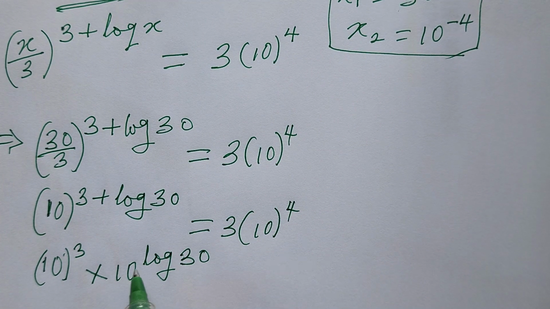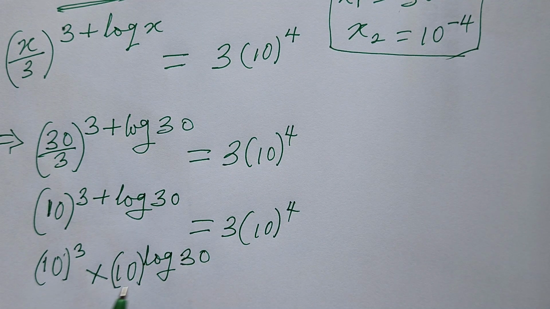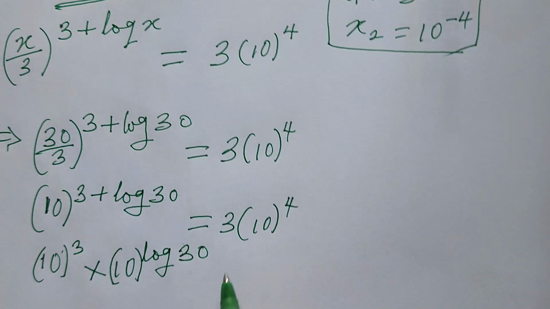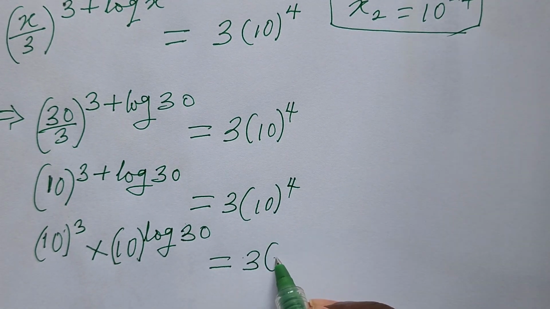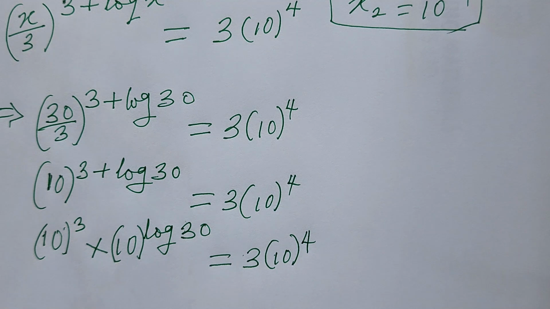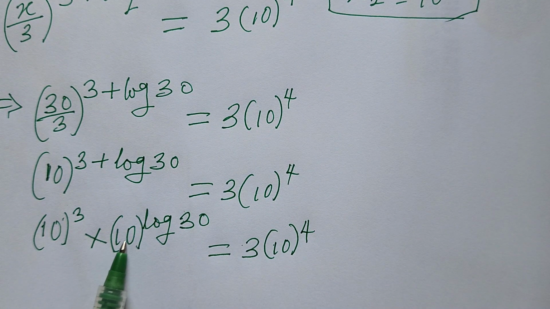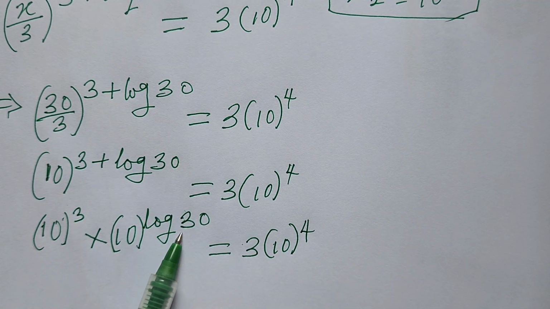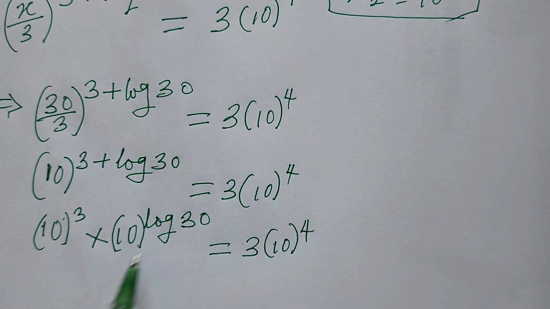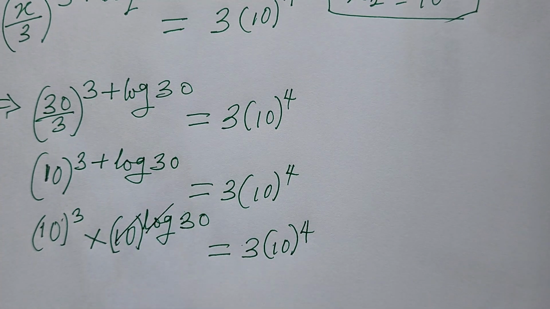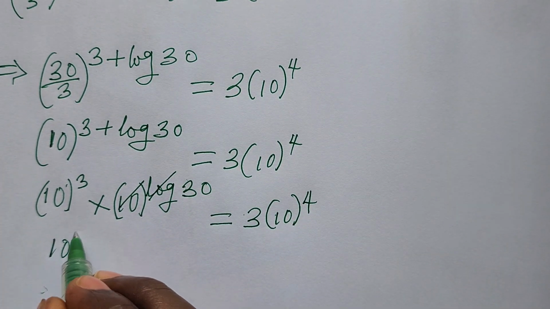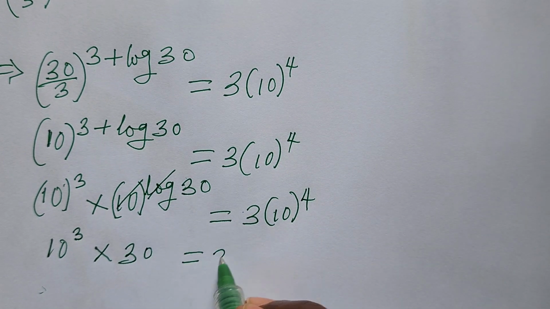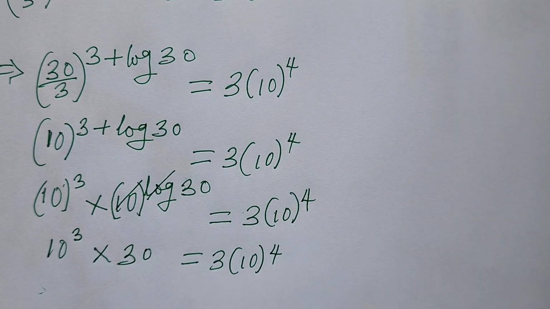Good. So if we have this, the bases are the same, so we can add the exponents. Hence, we have this, so this and this are the same. This is equal to 3 into 10 all to the power of 4. Here, the log is to base 10, and we are having 10 raised to log 30 base 10. So what happened? This will go with this. So we're going to have 10 to the power of 3, times 30, which is equal to 3 into 10 all to the power of 4.